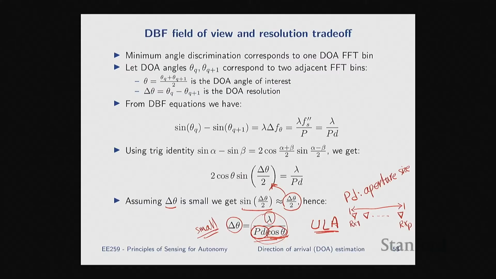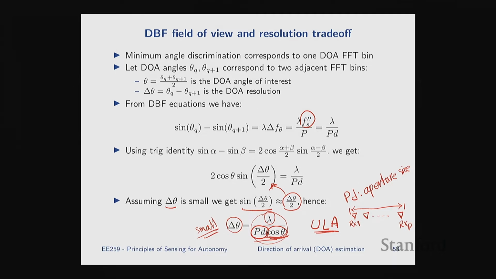Okay? Yes? Can you explain a little bit more about what FS double prime is? Yes, so the question is what is this term? This is essentially the sampling rate of our signal across the antenna dimension.